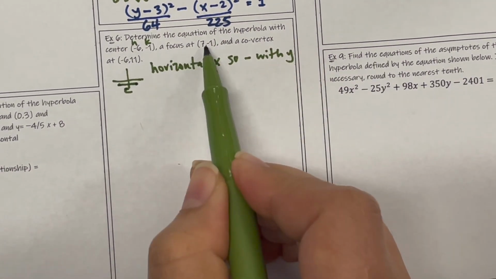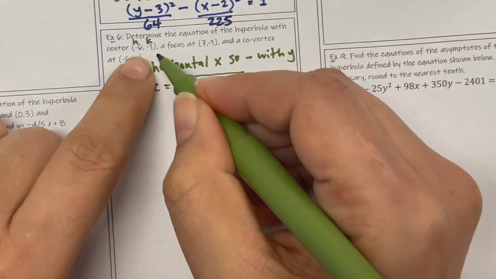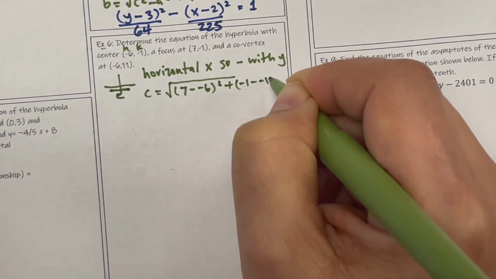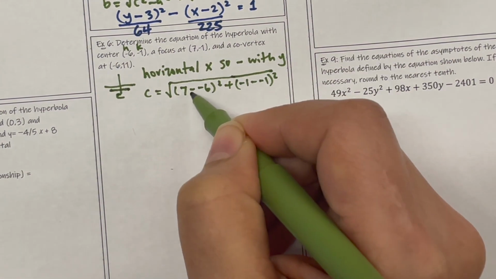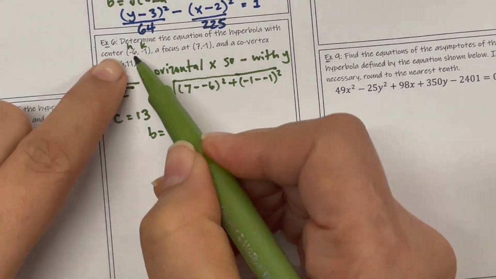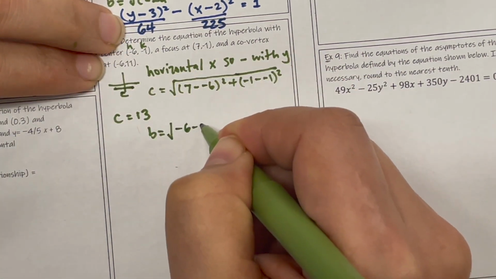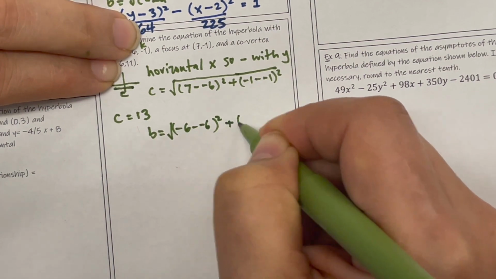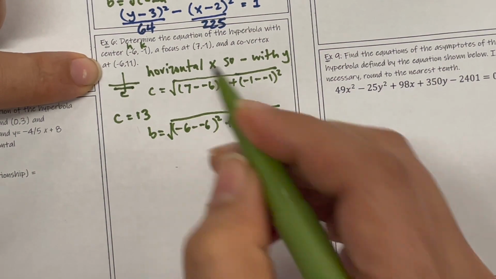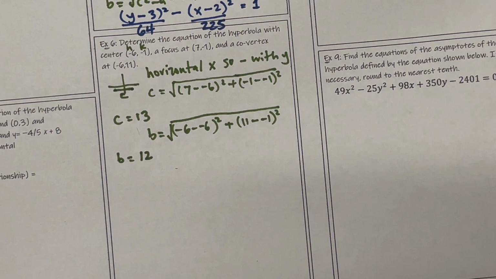Now let's find the distance between my center and my focus. That's just c, not 2c. That distance is the square root of (x2 minus x1) squared plus (y2 minus y1) squared. When you simplify that, you get 13. Now what else am I given? I'm given my co-vertex, so that's b. From the center to my co-vertex is just b. Using the distance formula again, b comes out to be 12. This is not 2b or 2c because it's from the center, so you do need to keep that in mind.